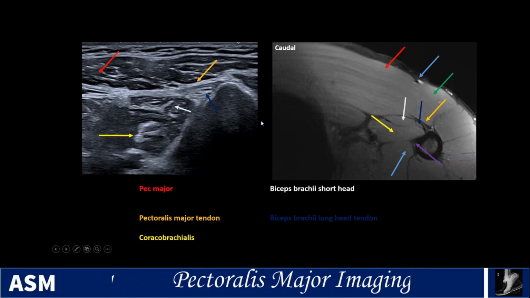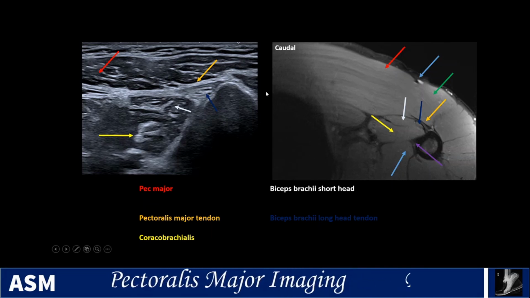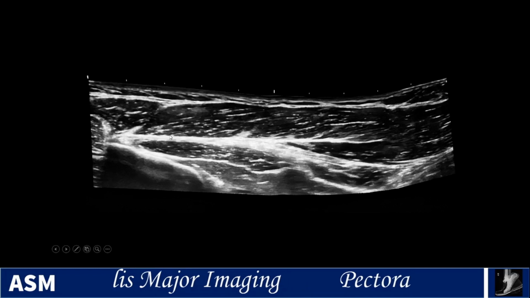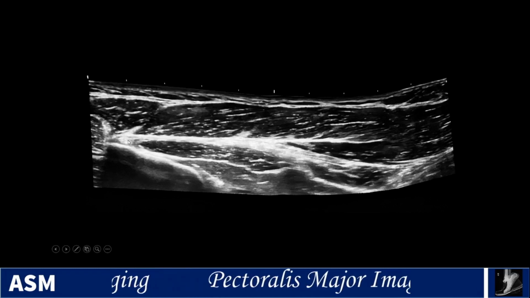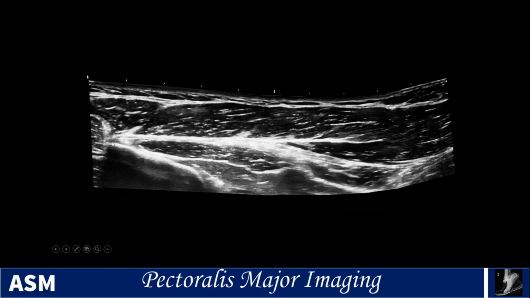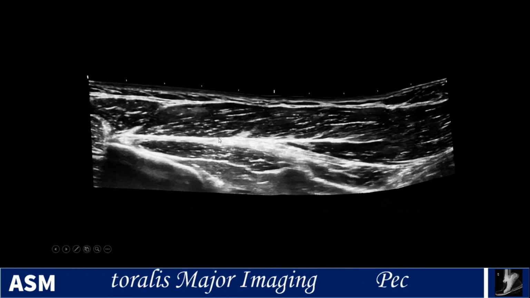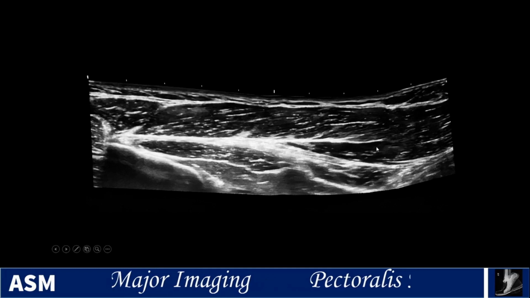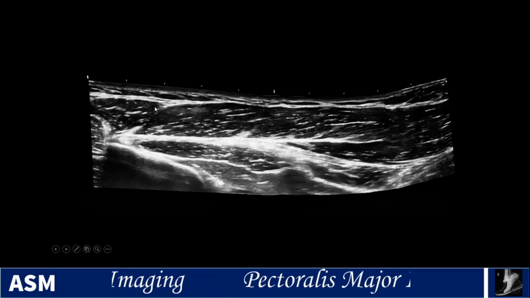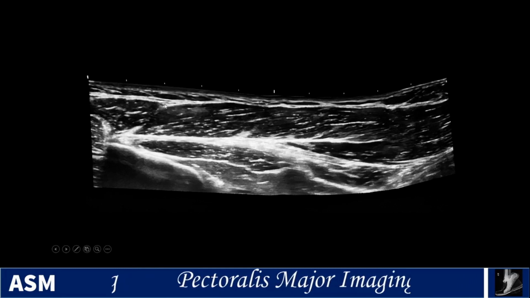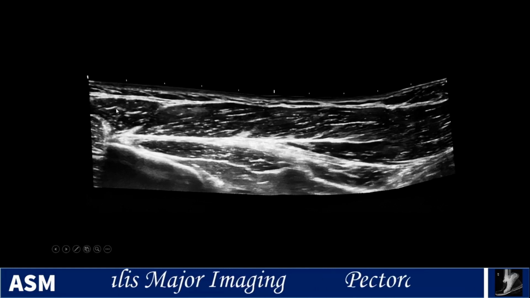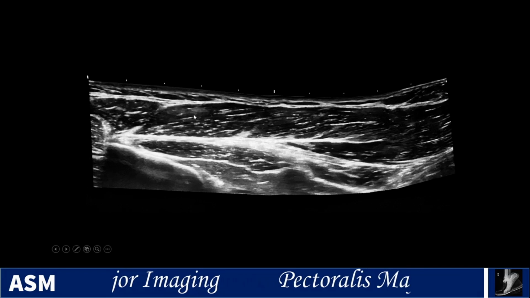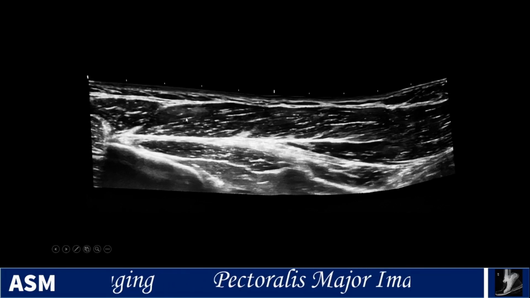So these are our corresponding images, MR and ultrasound. And here is a panoramic view, so you're seeing a little bit more of the pec in this case. Again, the humerus over here, the tendon here, and we're going back to the myotendinous junction and into the muscle here. You can see the deltopectoral groove here. The field of view is a little large, so it's hard to see this vein here, but this is going to be your anterior belly of the deltoid and your pectoralis major over here.